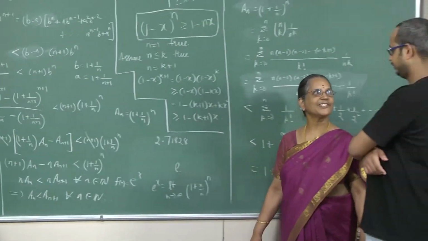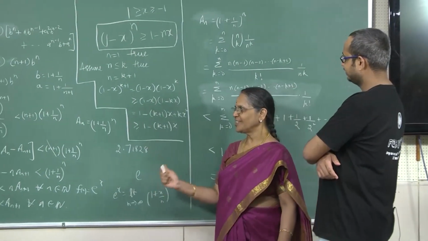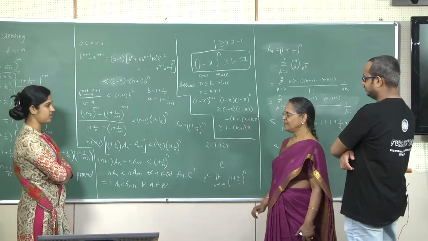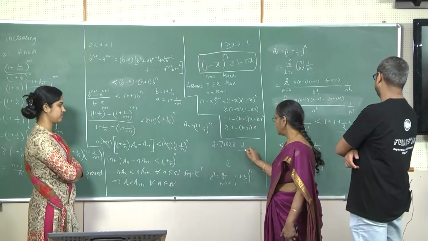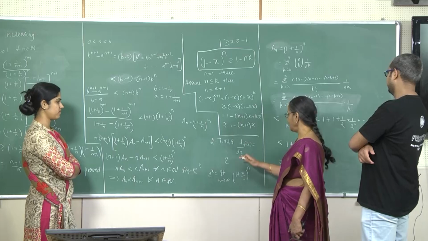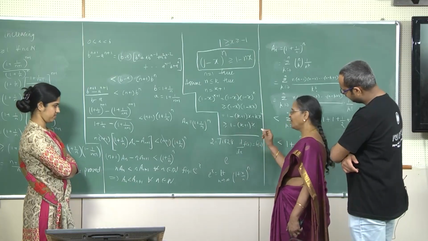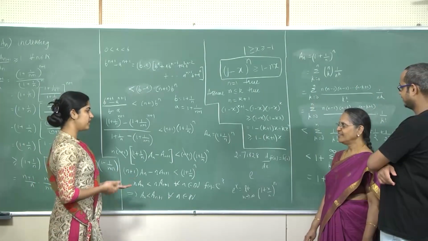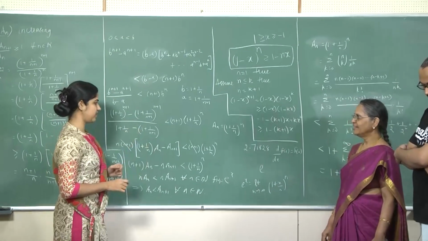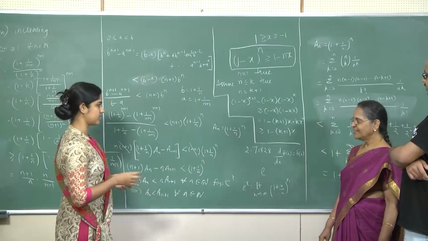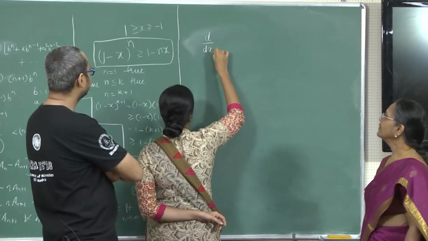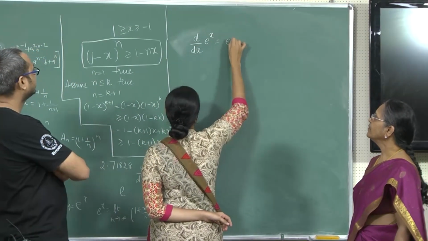And here comes my question. Do you know of a function whose derivative is itself? Or in other words, do you know of a function f of x such that d by dx of f of x is f of x? I already told e power x is one such function. So let me try to prove that the derivative of e power x is e power x.